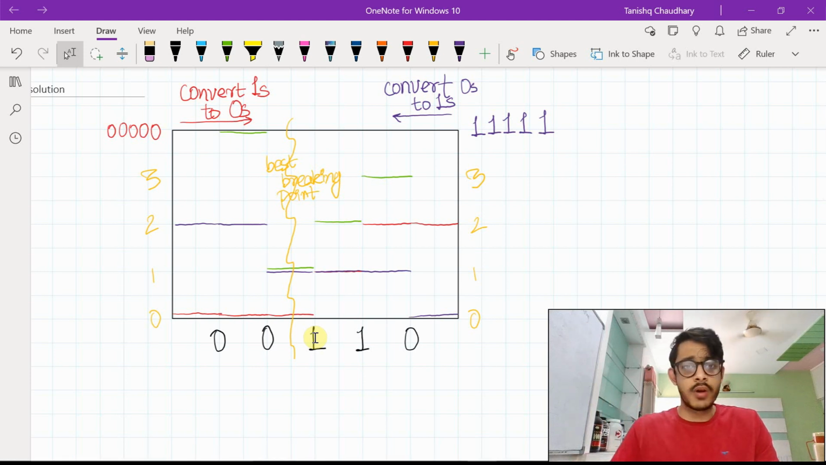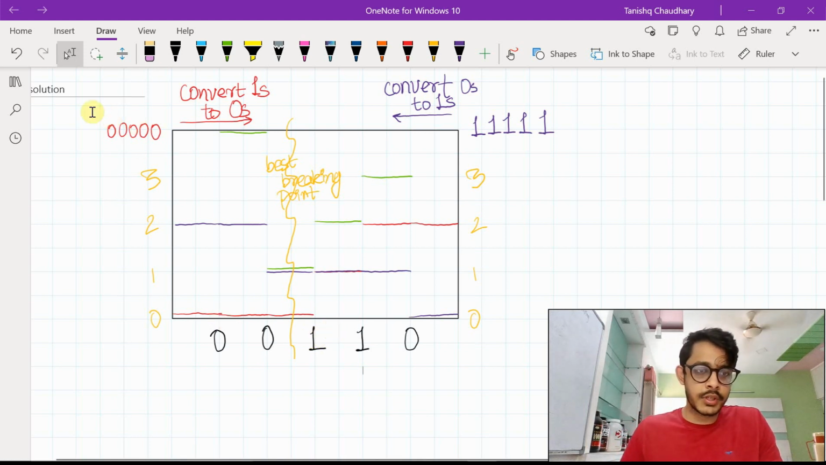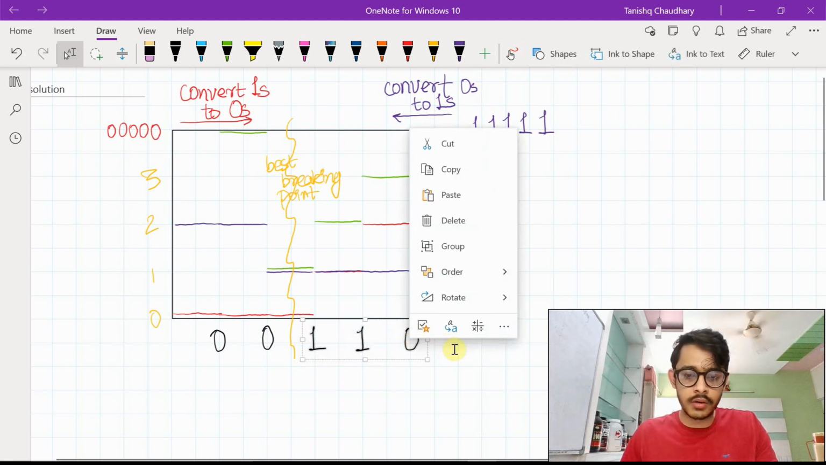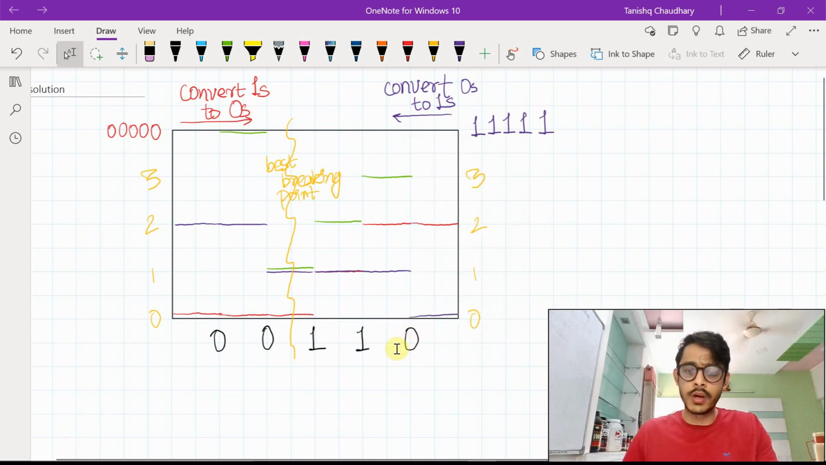But it obviously begs the question that we could do better, couldn't we? We're starting from 0 here and we're going from 1 up till here. The goal is to find the breaking point. A breaking point says that anything to the left of it is zeros, anything to the right of it is ones. Now, if you found the most optimal breaking point, the only thing needed to be done is converting all of these ones here to zeros and all of the zeros here to ones. And that is the entire solution.